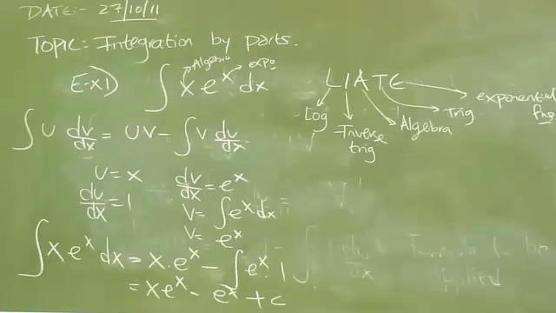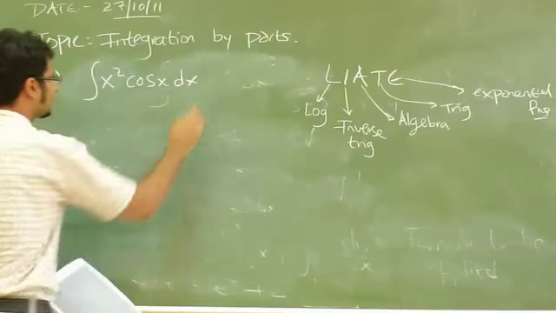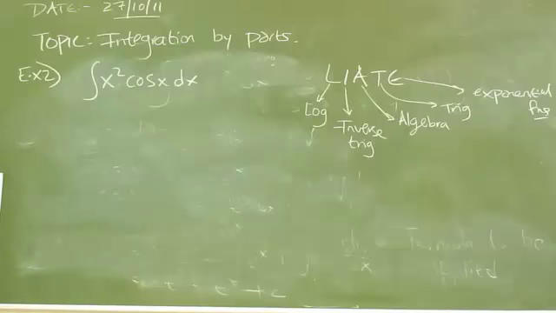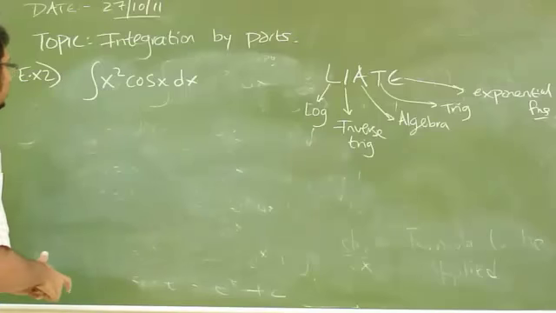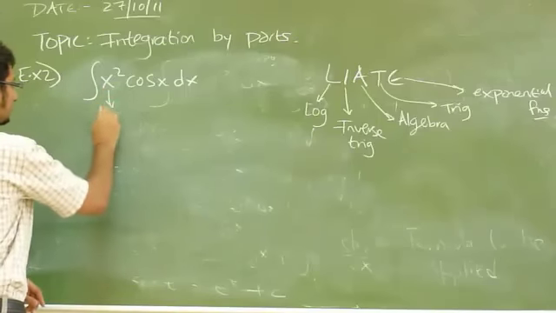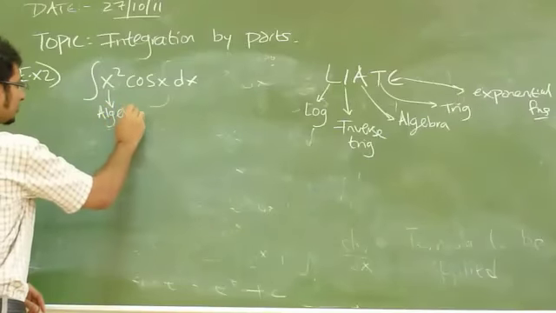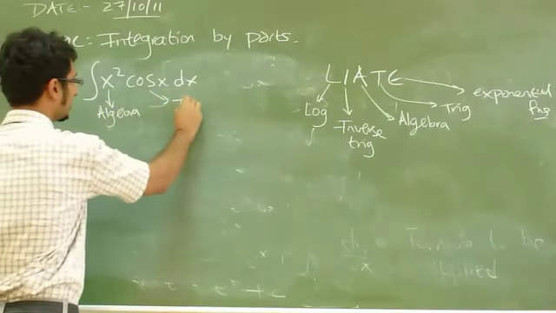Sometimes you may be applying it twice, or in rare cases, 3 times. So we'll look at one where we're applying by parts 2 times: integration of x squared cos x. If we consider LIATE, you've got an algebraic term here, that's algebra, and that's trig.